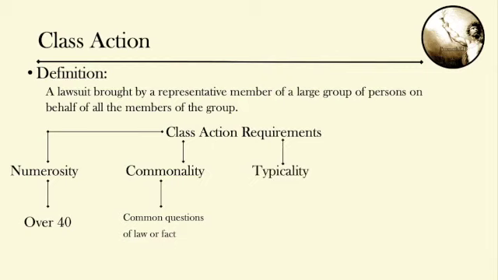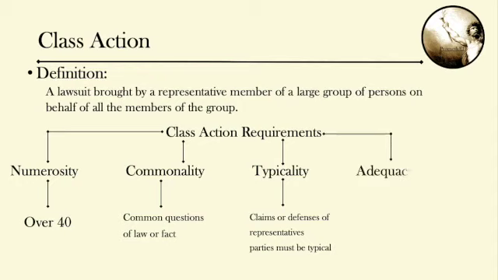Number three, typicality, which means that the representative has claims typical to those of the class members. So claims or defenses of the representative parties must be typical to the class members. And number four, the adequacy requirement. This was discussed many times by the Supreme Court, and basically means that the representatives will fairly and adequately protect the interest of the class.